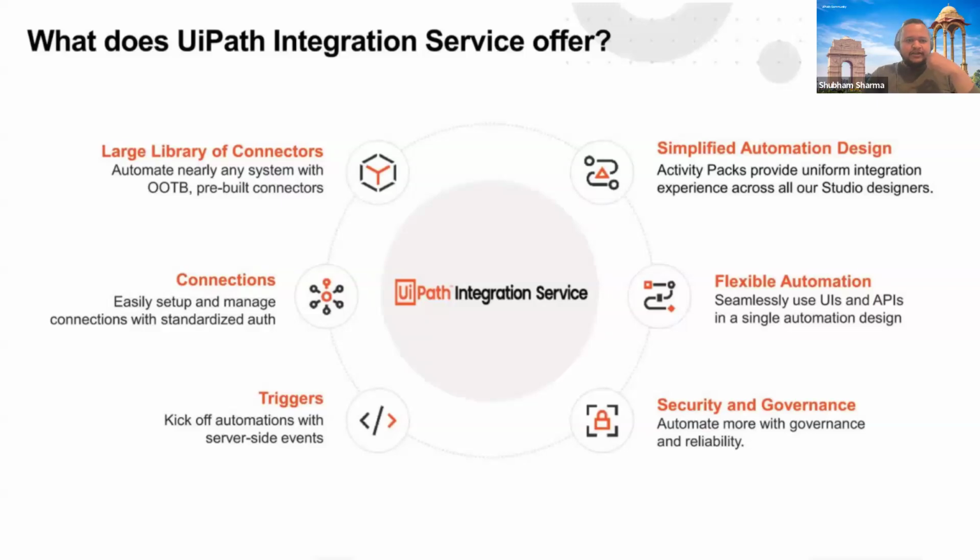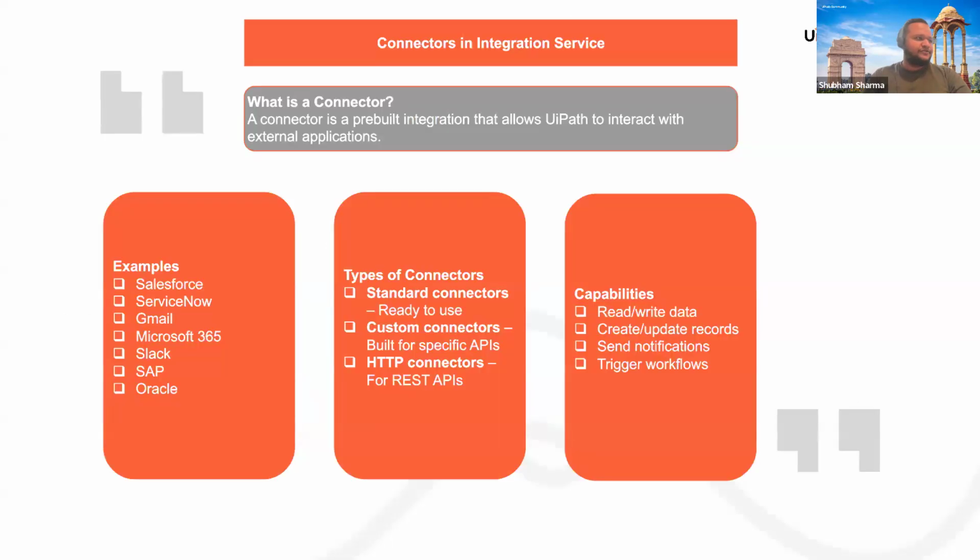We have triggers, like I've already discussed, and we'll be discussing more in further slides as well. Then we have simplified automation design, flexible automation, security and governance. Those are the things which Integration Service offers. There are three components in Integration Service. First one is connector, second one is connection, third one is trigger.